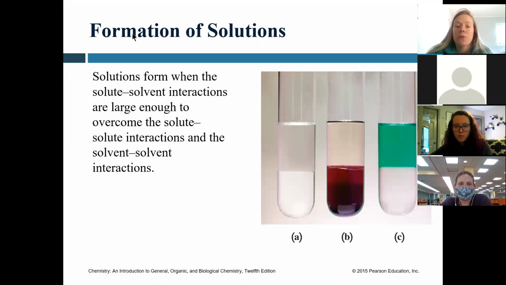So when are we going to form a solution? I already stated this, but we're going to form a solution when the solute and solvent, so the thing that's getting dissolved and the thing that's doing the dissolving, have an attraction between those two things that is greater than the attraction between just the solute with itself or the solvent with itself.